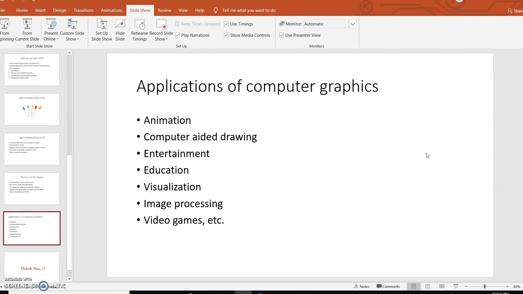Then moving to the last part of our PPT, basically applications of computer graphics. As I already told you, computer graphics is used in the development of animation videos and animation advertisements. It is used in sketches, computer aided drawing, then entertainment, which includes movies and VFX. I gave you the example of the Bahubali movie. A lot of VFX and animation was used in it, and that is nothing but a part of computer graphics. Then visualization, image processing, and video games.